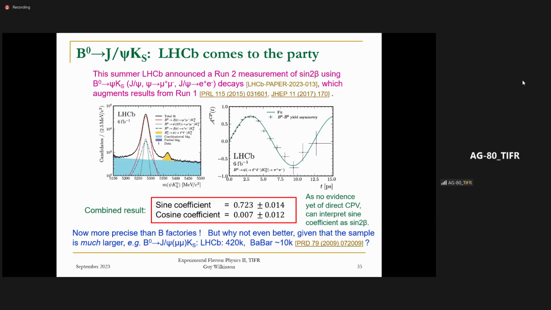So this is the world's best measurement. What maybe is of interest, though, is that you compare it with where the B factories left off. The measurement is better, but not infinitely better. And this is perhaps puzzling because the statistics are very different. At BaBar they had something like 10,000 of these decays, whereas at LHCb we have almost 500,000. So I say this measurement is better than they have, but it's not that much better compared to the statistics. So you may ask, why is that so?